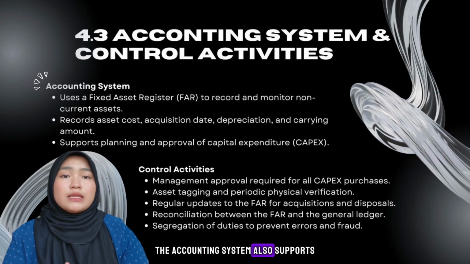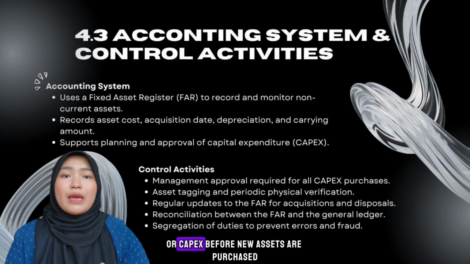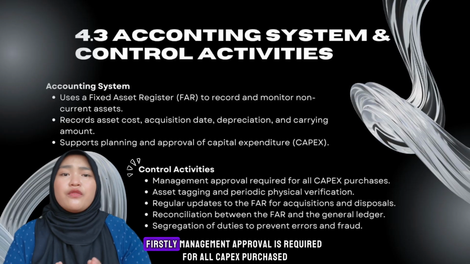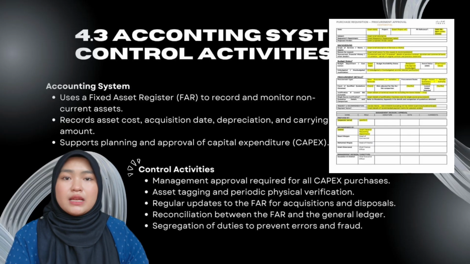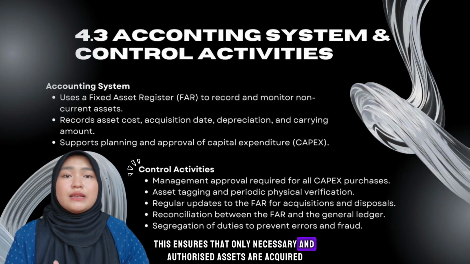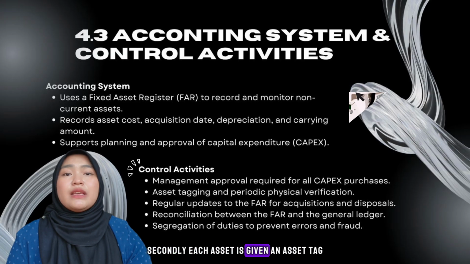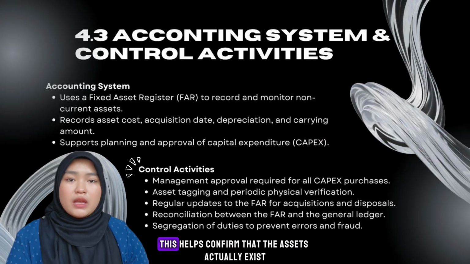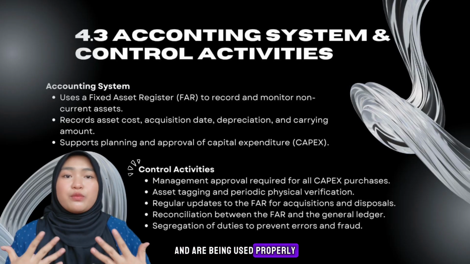The accounting system also supports the planning and approval of capital expenditure or CapEx before new assets are purchased. Next, I will explain the control activities. Firstly, management approval is required for all CapEx purchases. This ensures that only necessary and authorized assets are acquired. Secondly, each asset is given an asset tag and is physically verified on a regular basis. This helps confirm that the assets actually exist and are being used properly.